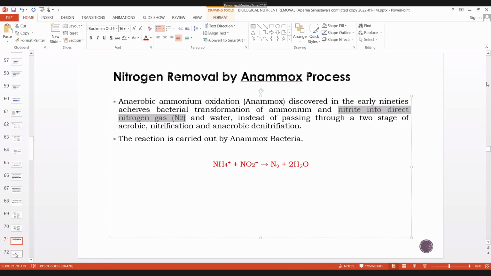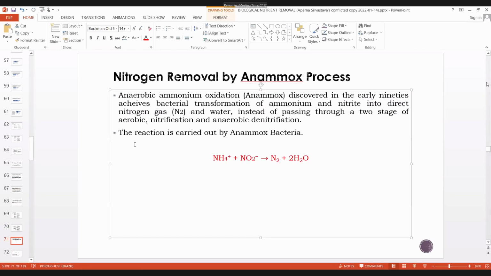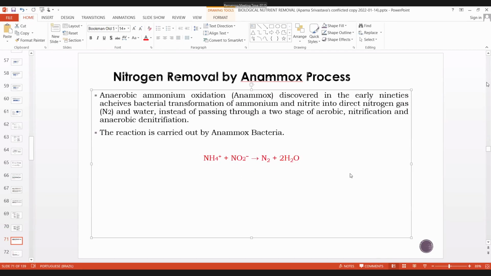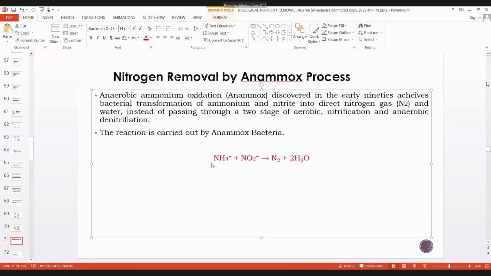So that's why people have a number of observations, because a lot of people did research on this, but I don't know what the basic problem is. Still it is not implemented at field scale.